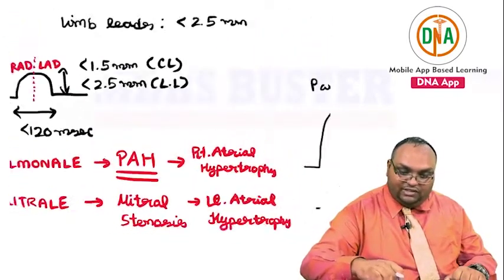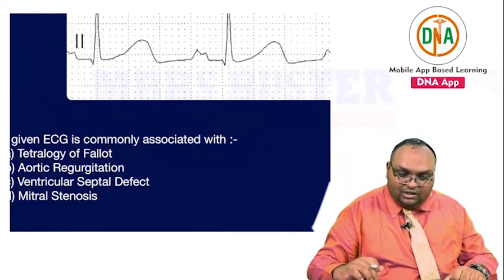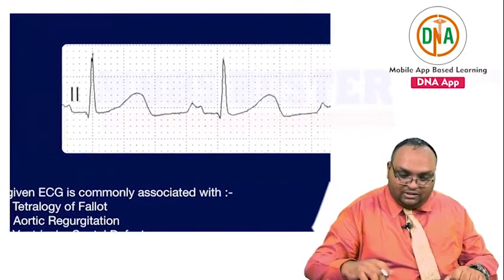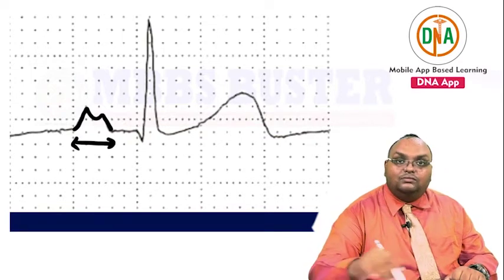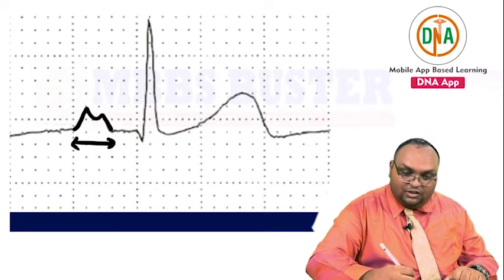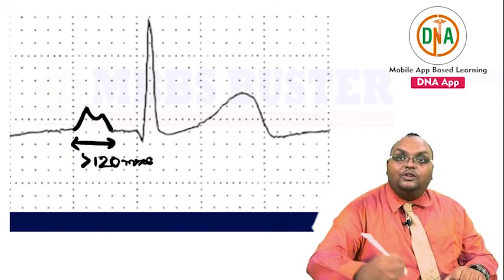So this is what we've discussed. Now let's come to the question. The given ECG is commonly associated with, you can see it is lead 2, and in lead 2 you have a bifid or notched P wave with this width being more than 3 small squares, so more than 120 milliseconds, which it is normally, right?